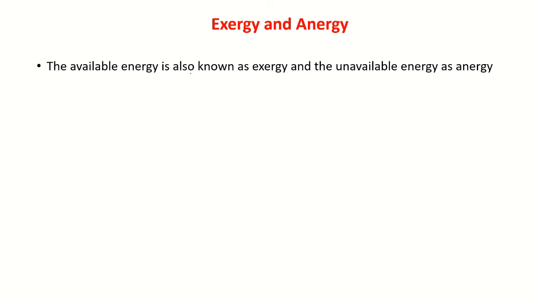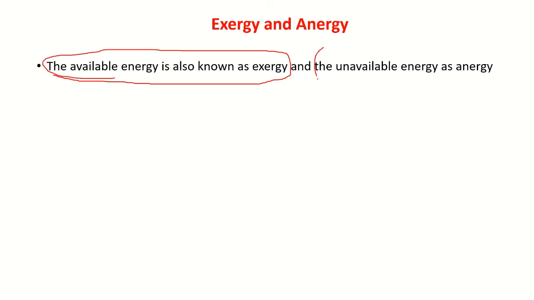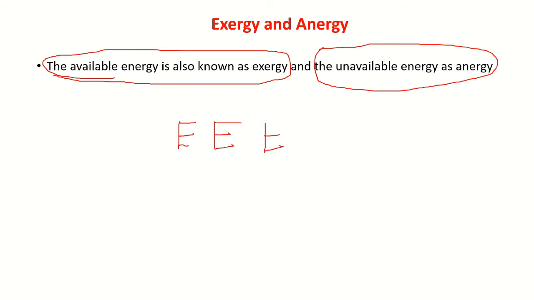Exergy. The available energy, that is, availability or available energy, is also known as exergy. And unavailable energy is known as anergy. So thus thermodynamics is the study of energy, entropy and exergy.